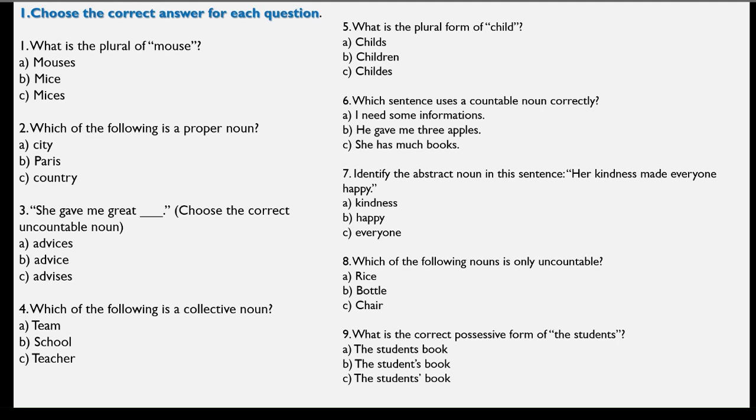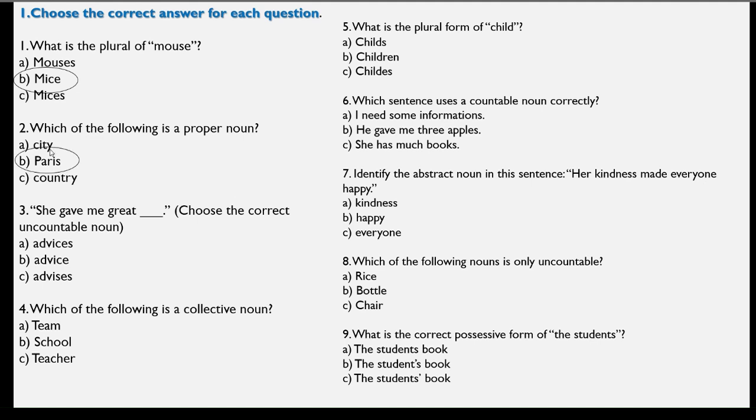And stop. Let's check your answers. Here we have, what is the plural form of mouse? The right answer is mice. Which of the following is a proper noun? Let's see.